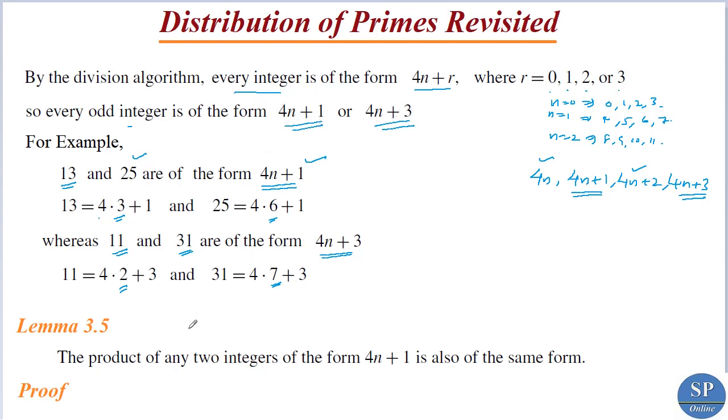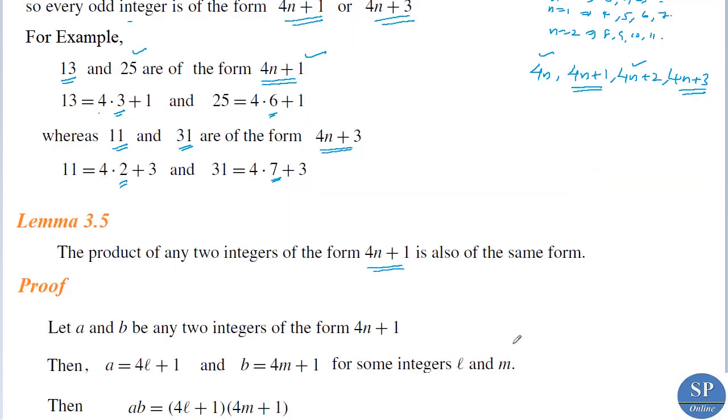Now we have a lemma. The product of any two integers of the form 4n plus 1 is also of the same form. That is, if we have any two integers which are of the form 4n plus 1, then their product is also of the same form 4n plus 1. That is the lemma. So the proof is simple here.